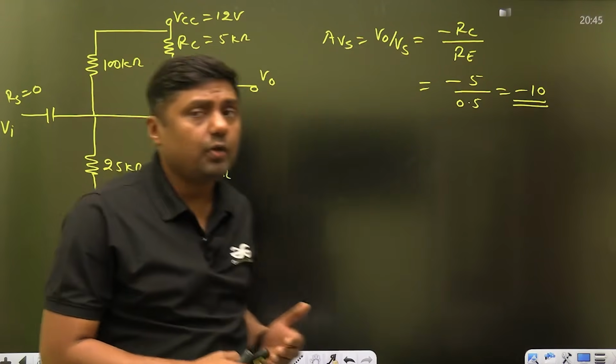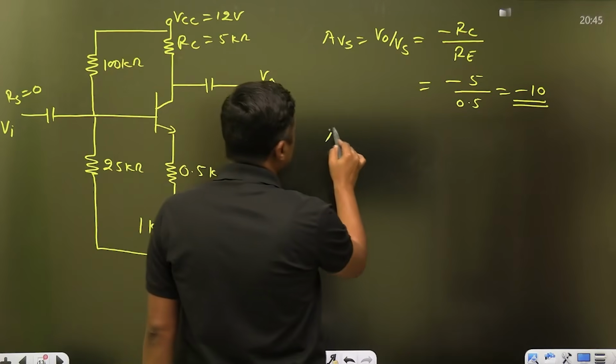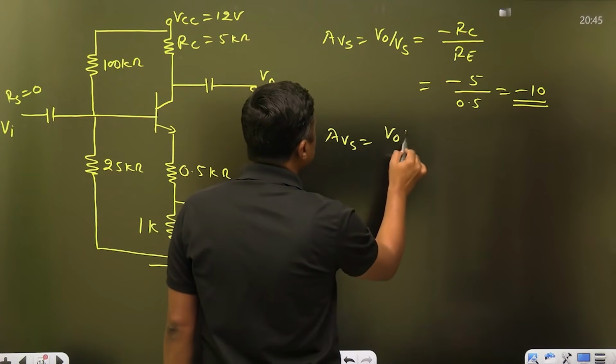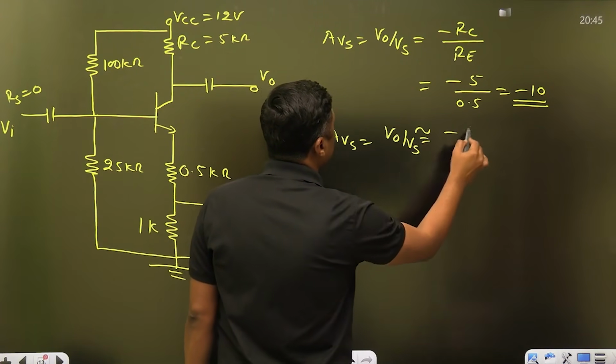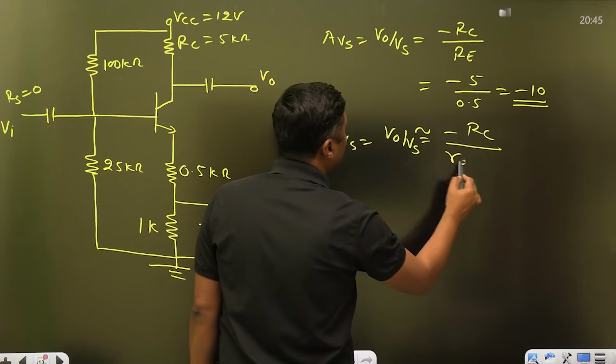But practically, when we are going to calculate the gain, V0 by Vs is nearly equal to minus RC upon small re plus capital RE.